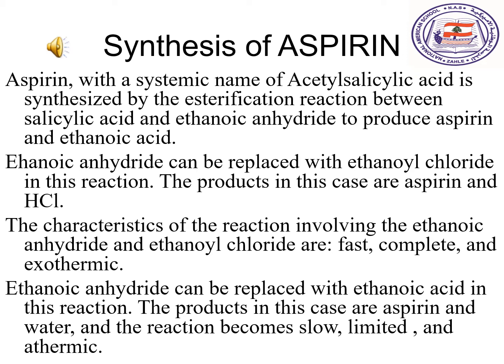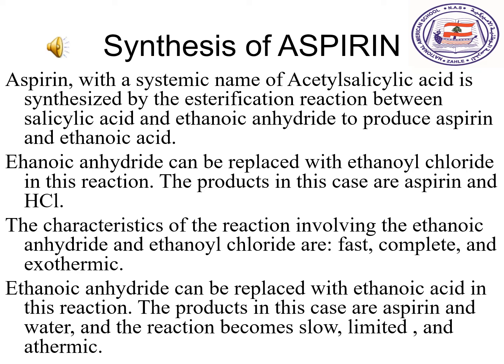Ethanoic anhydride can be replaced with ethanoyl chloride in this reaction. The products in this case are aspirin and HCl. Remember, ethanoic anhydride and ethanoyl chloride are derivatives of ethanoic acid.